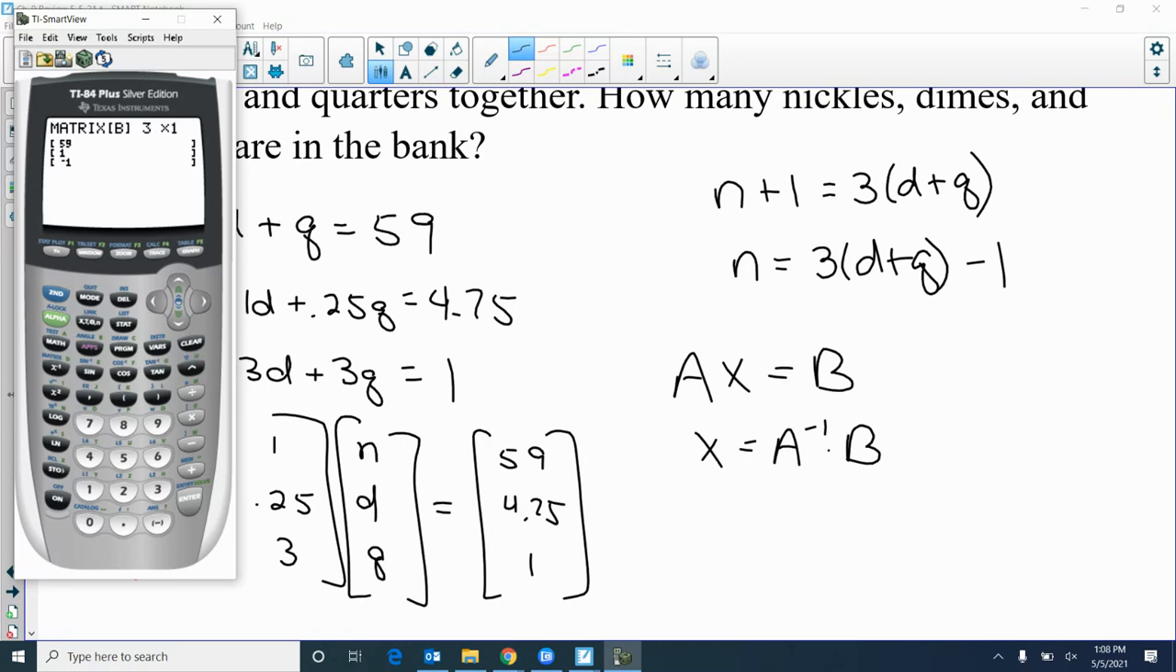Oh. So it is. That needs to be 475. You're close. That needs to be 1. I was scared. There it is. 44, 8, and 7. So A inverse times B. So 44 nickels, 8 dimes, 7 quarters. Okay, for that.